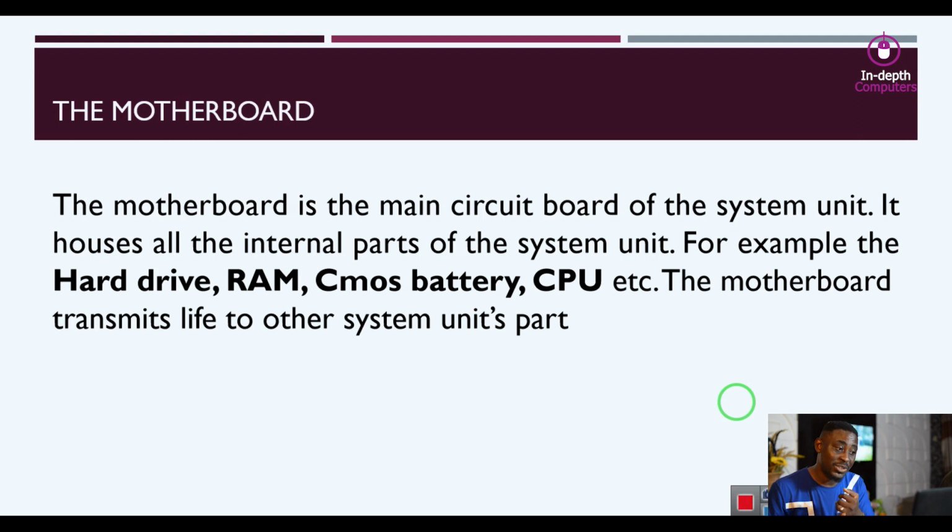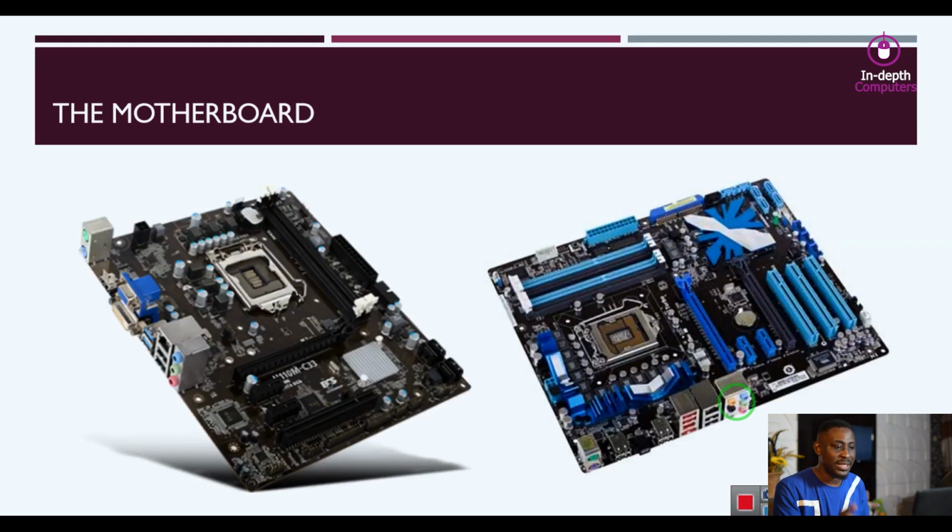The CMOS battery, you find it on the motherboard. The CPU, you find it on the motherboard. The ALU, which is the arithmetic logic unit, you find it on the motherboard. This is a picture of the motherboard. All the internal parts of the system unit are found on the motherboard.